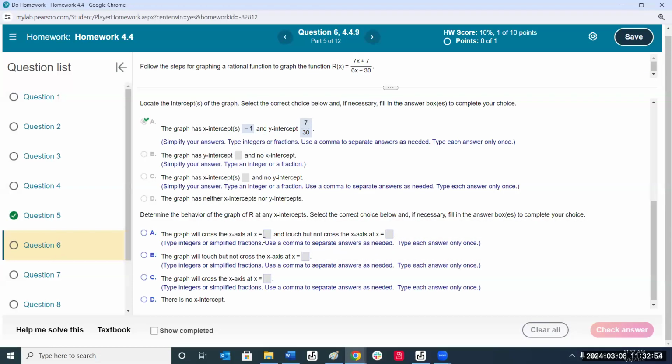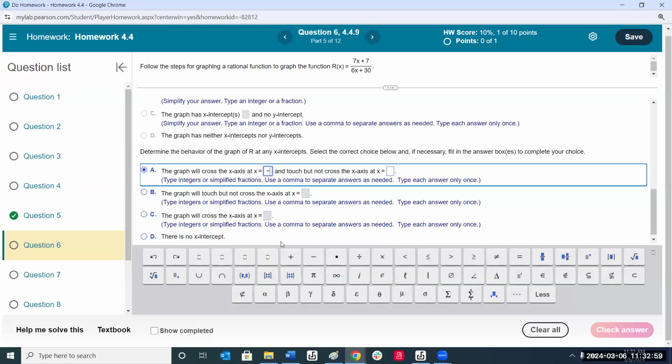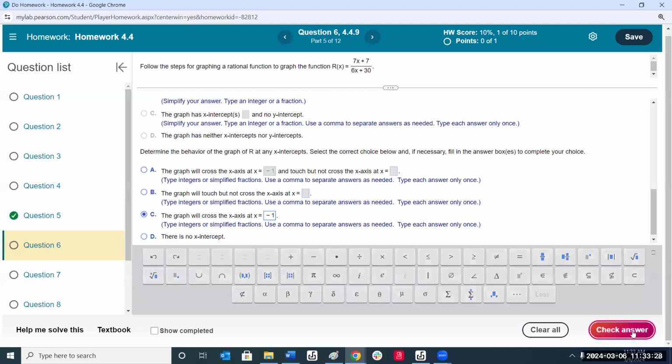The graph will cross the x-axis at -1. It will touch but not cross the x-axis? Nope, not gonna do that. Crossing it. It's only going to cross, yeah, at -1. But it's not gonna approach... So, no.